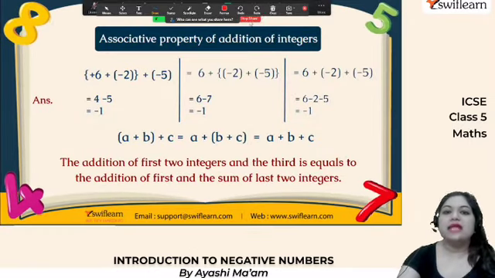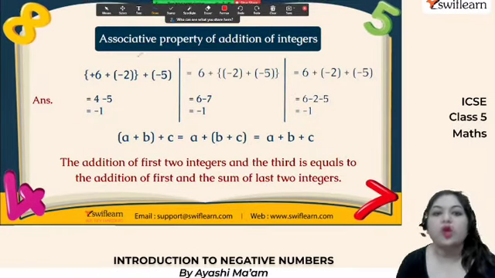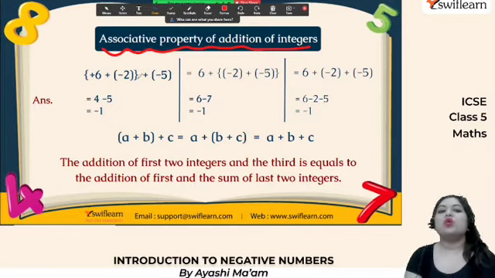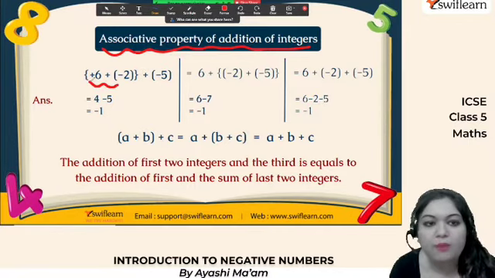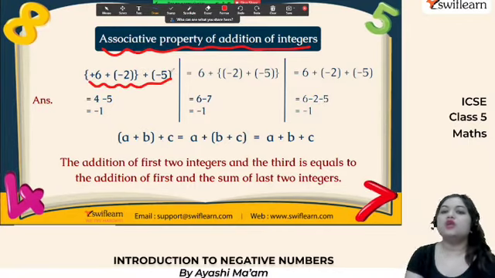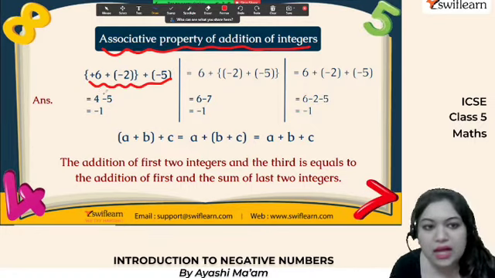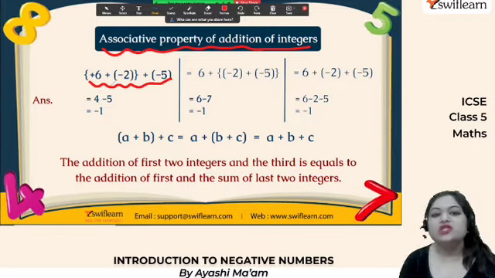Now let's come to the associative property of addition of integers. So what is the associative property? Associative property means, when we have three numbers, which two numbers we are going to perform the operation on at first. That means what? So we have 6, minus 2 and minus 5.